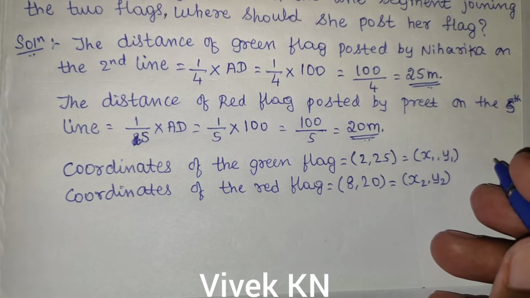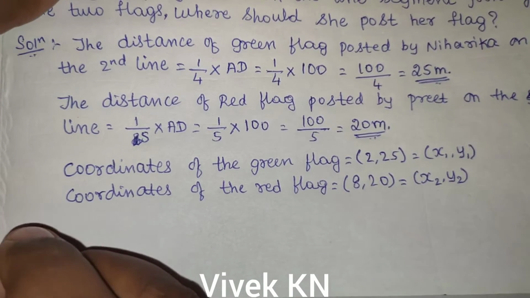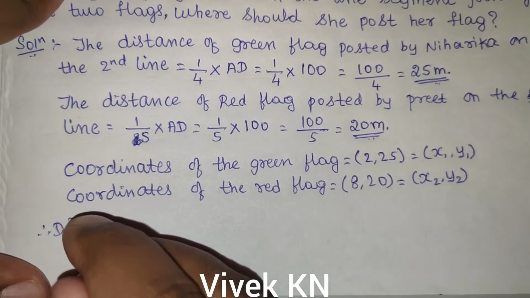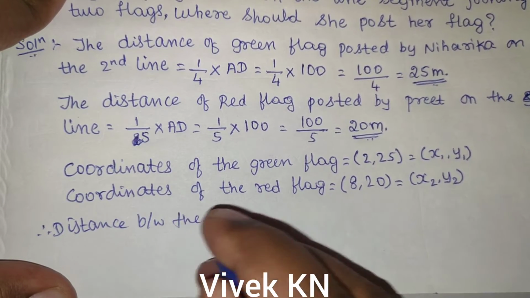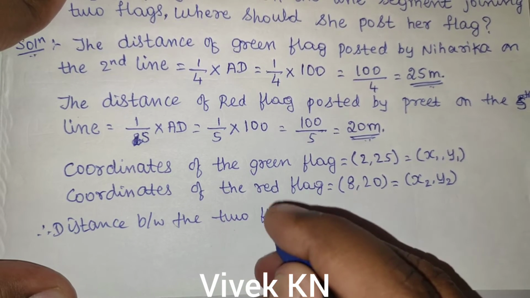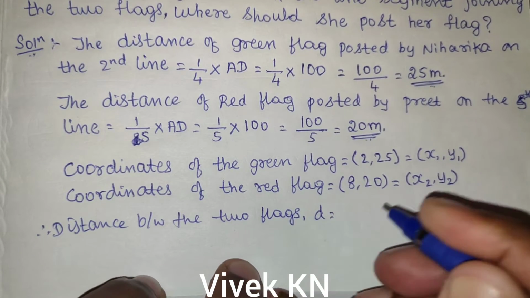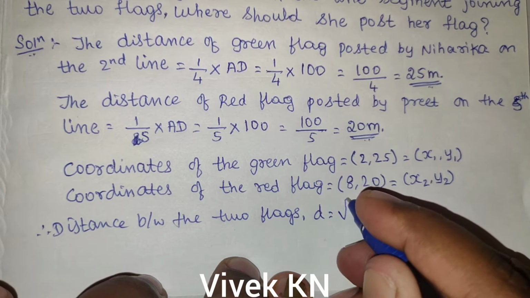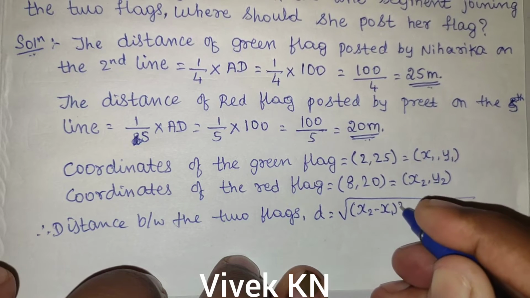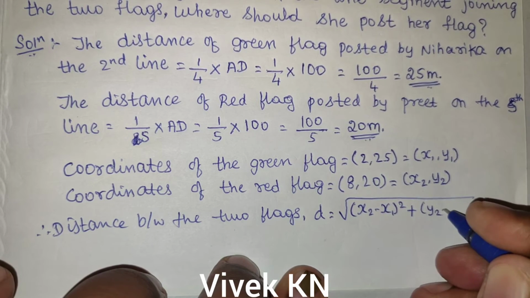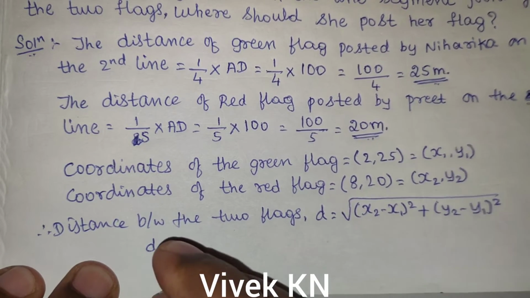Now we can easily find out the distance between these two flags by using the distance formula. Therefore, the distance between the two flags, that is d, is equal to, the distance formula is given by under root x2 minus x1 whole square plus y2 minus y1 whole square, that is d is equal to under root of.